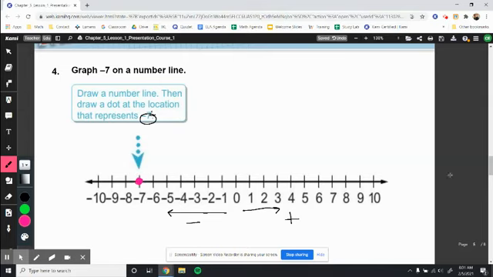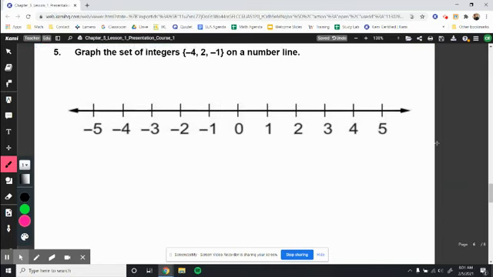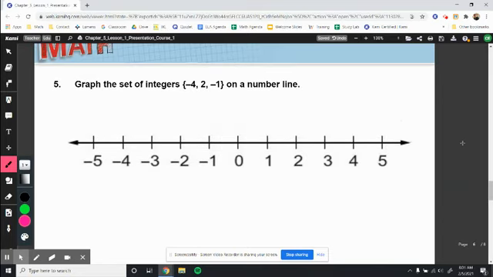If we continue on to example 5, we have graph the set of integers -4, 2, and -1 on the number line. Again, we are going to graph these integers, just putting a dot wherever the numbers are. I'm going to start with -4 and put a dot on -4. I'm going to mark that off. I'm going to put a dot on 2, and -1. Done. The reason I cross those off is just so that I know I did those already and I'm not trying to figure out which ones I still need to do.